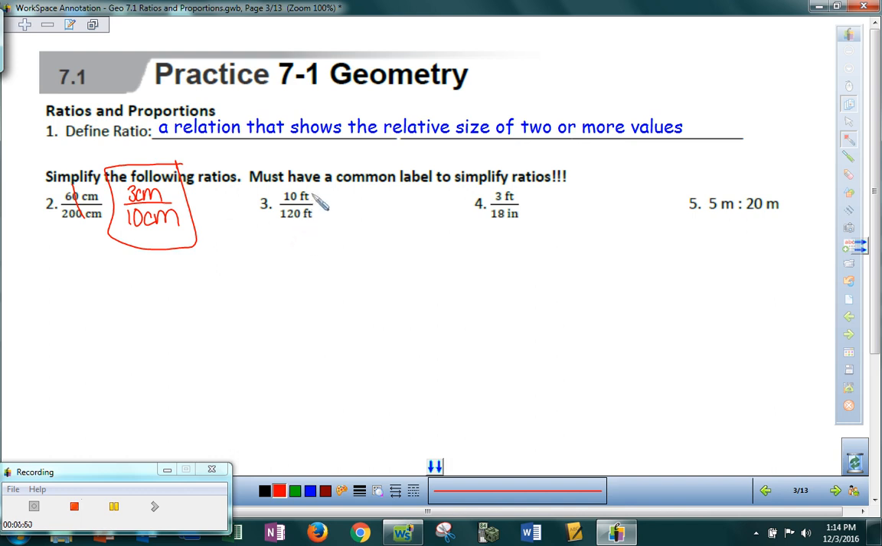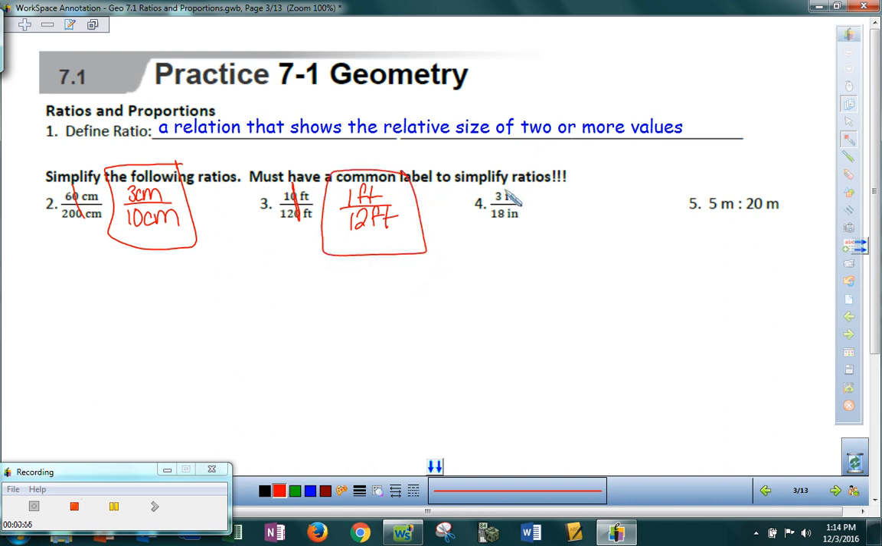Same concept for the next one. Again, we're both in feet, so it's okay to simplify like normal. The extra zeros we can just get rid of, and that is 1 foot over 12 feet. Nothing more we can do to that one.